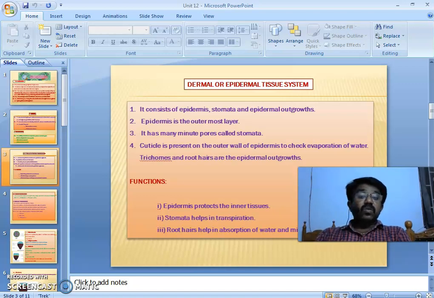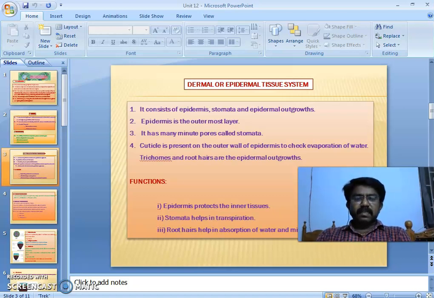The epidermis is the outermost layer. Do you know about the epidermis? It is the outermost layer. It has many minute pores called stomata. Stomata are very minute grooves. A cuticle is present on the outer wall of the epidermis to check evaporation of water. Trichomes and root hairs are the epidermal outgrowths.